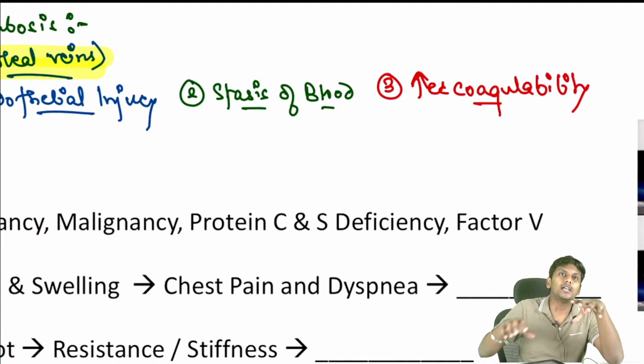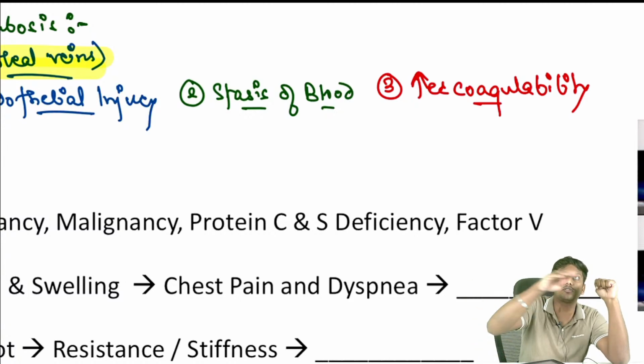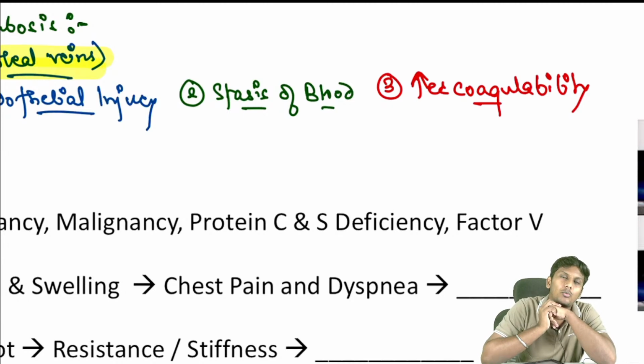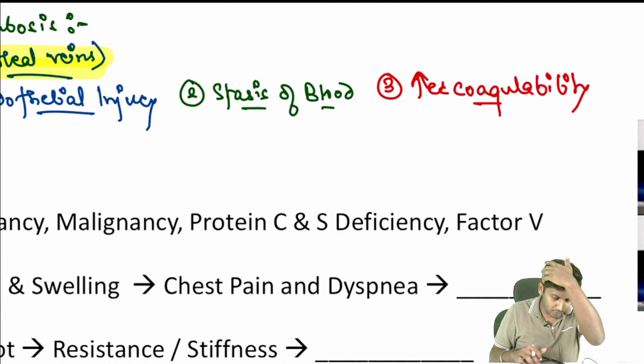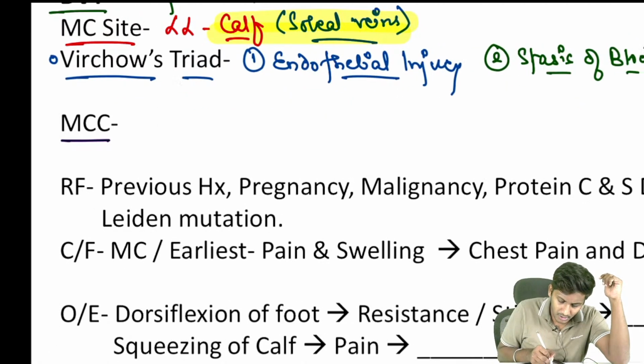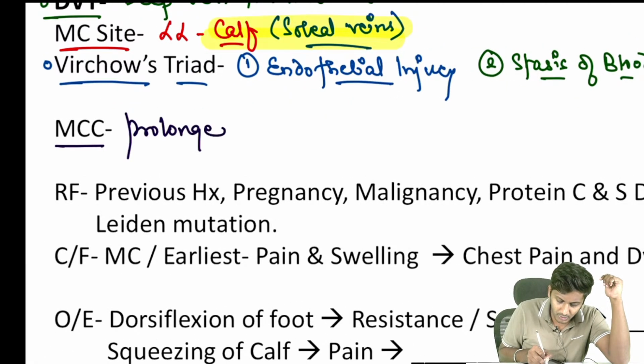So for example, if a patient is having stasis of blood flow, the blood is not able to move forward, the blood is not flowing over here. What is that condition? It is usually prolonged immobilization. What do I mean by prolonged immobilization? That means a patient who is not moving, a patient who is lying in the bed the whole time, lying in the bed for a very long duration of time, he is not able to move.